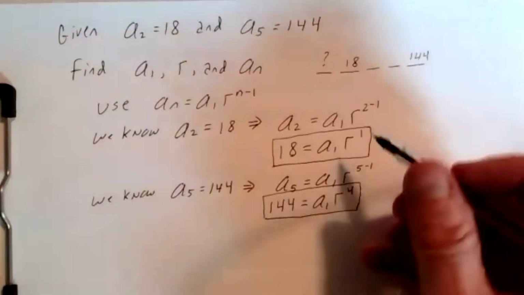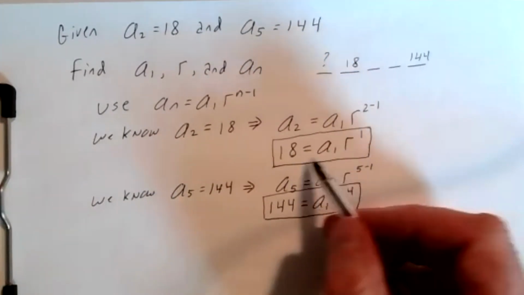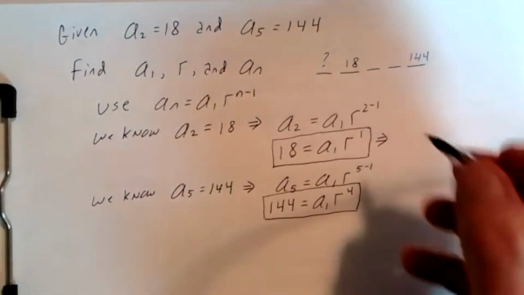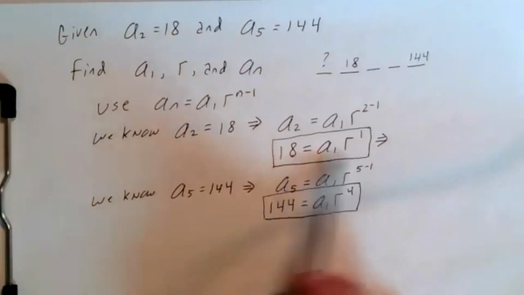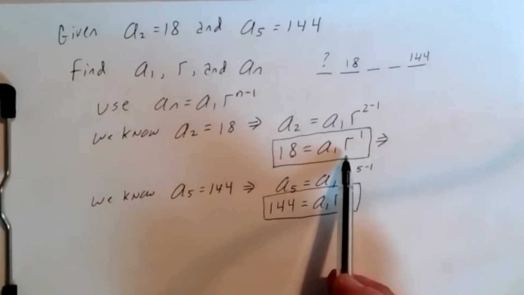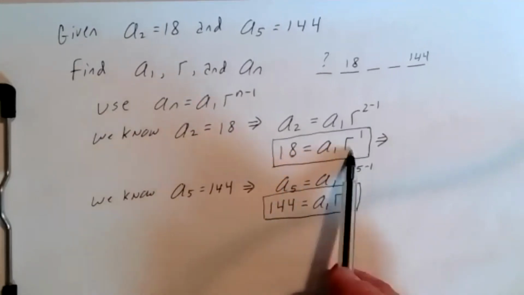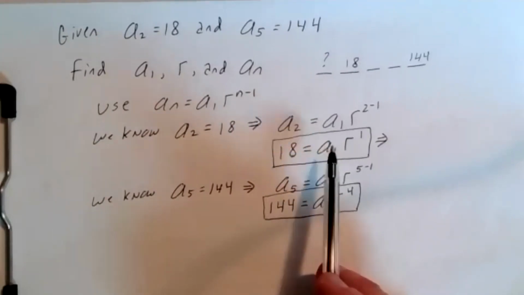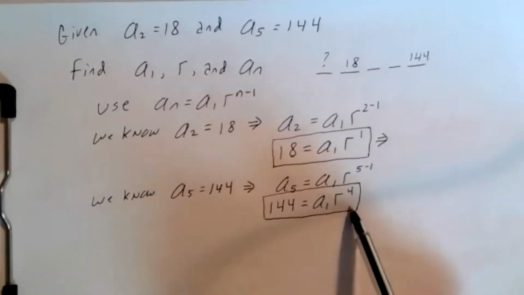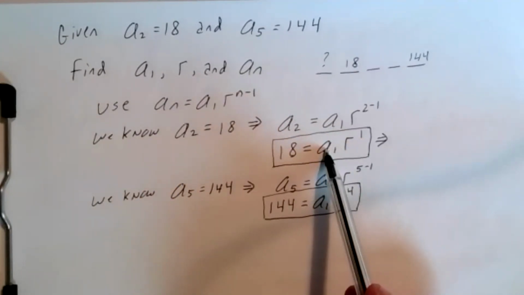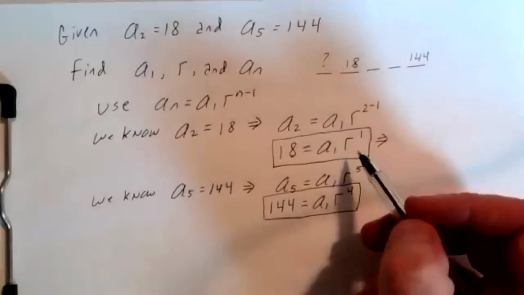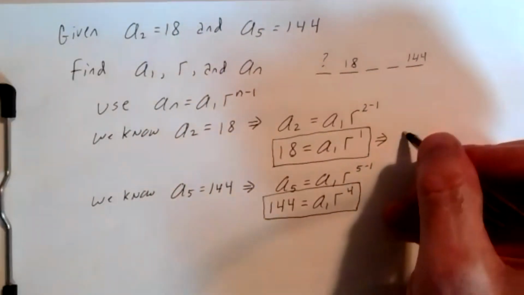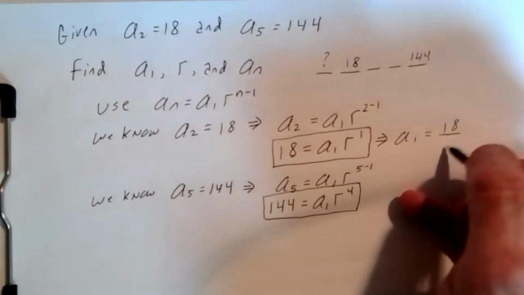All right. Well, ladies and gentlemen, if I use this equation here, suppose that I solve for, let's say, a sub 1. How would I solve this for a sub 1? Divide both sides by r. Yeah, because we have a system of two equations and two unknowns. We have a sub 1 as being unknown and our common ratio is unknown. So we're going to solve this system by substitution. I'm going to solve this first equation for a sub 1 by dividing both sides by r. So a sub 1 is 18 over r.